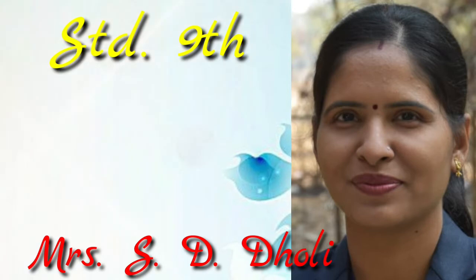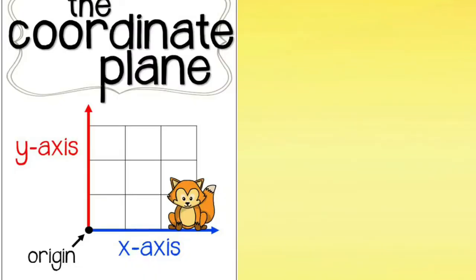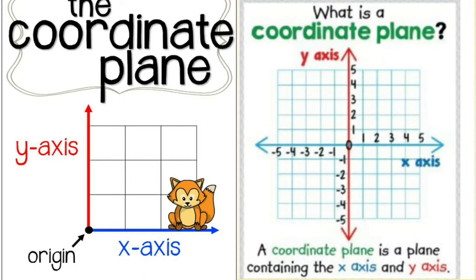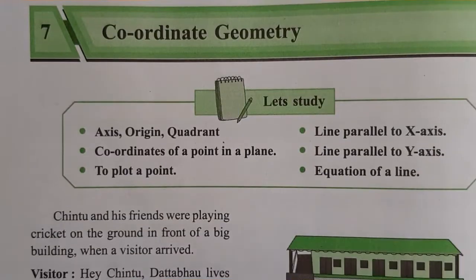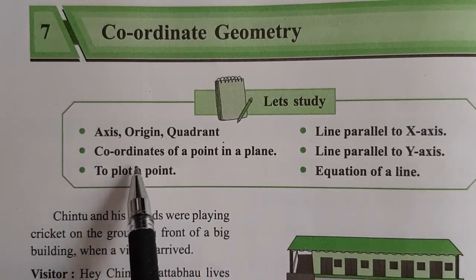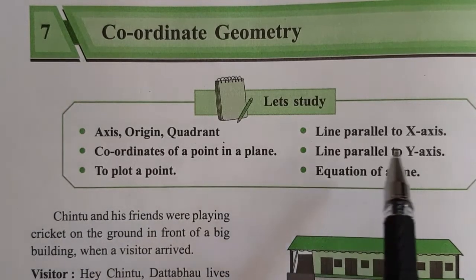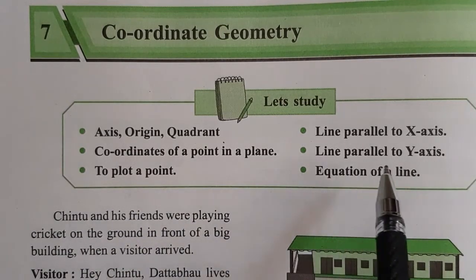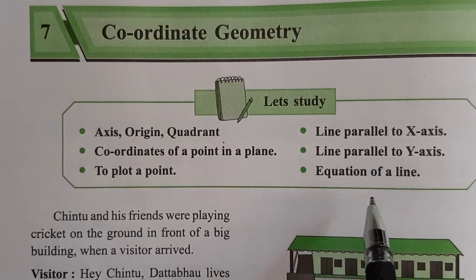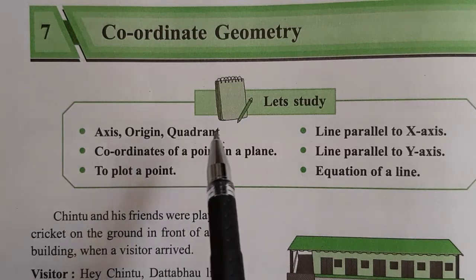I am here for Standard 9 Mathematics Part 2 and today we will discuss a new topic, that is coordinate geometry. Let's start. Coordinate geometry. In this chapter we will discuss axis, origin, quadrant, coordinates of a point in a plane, to plot a point, line parallel to x-axis, line parallel to y-axis, equation of a line. Now first of all we will discuss axis, origin and quadrant.